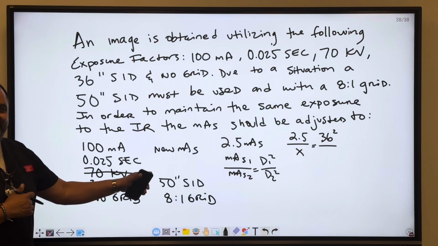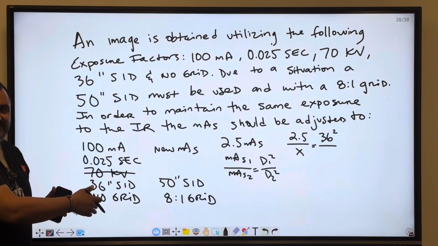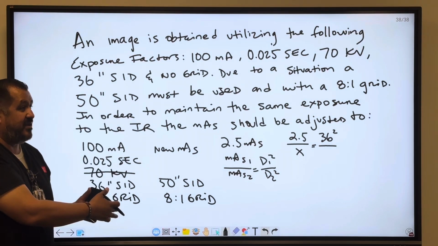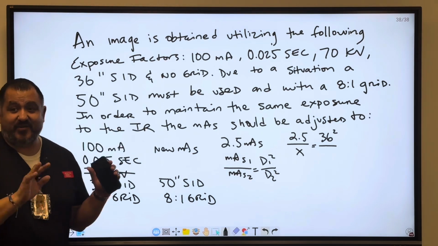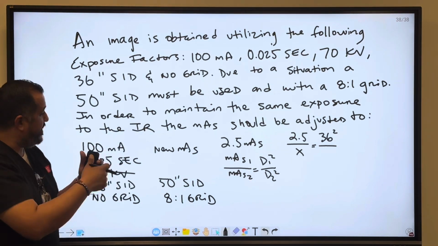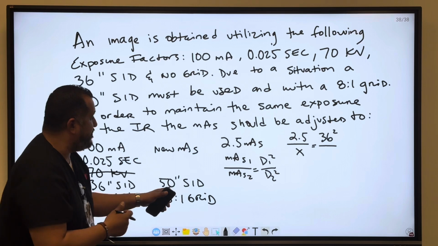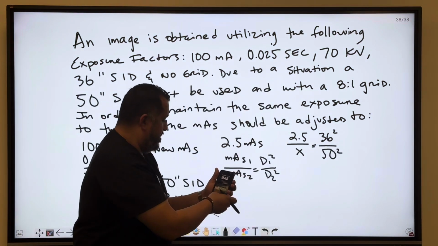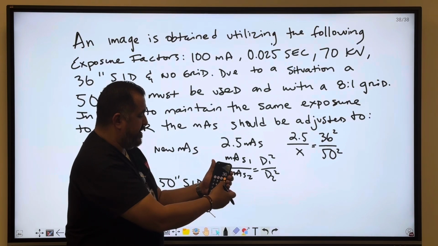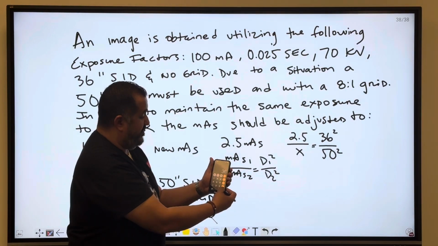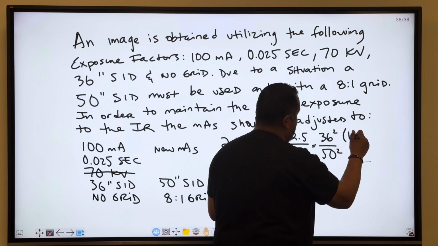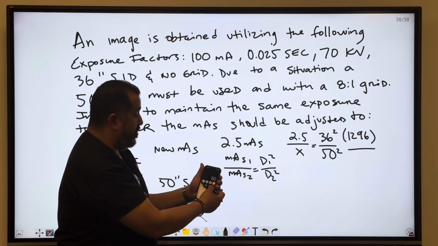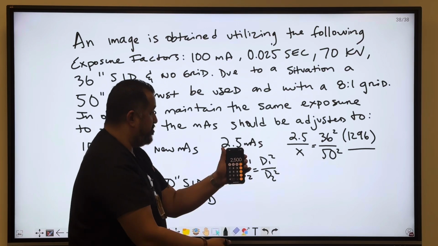So doesn't it make it better when you made it into columns? Now you recognize it, right? But you had to pull them down into these columns. But when you looked at it as a sentence, it's like, oh my God, what is that, right? But we're going to pick and choose what we need, right? So now we got 50-inch SID, and that's going to be squared. Okay, so 36 times 36, we know is 1296, right? So I'm going to do 1296. And then we got 50 times 50, that's going to be 2,500, right? 2,500.